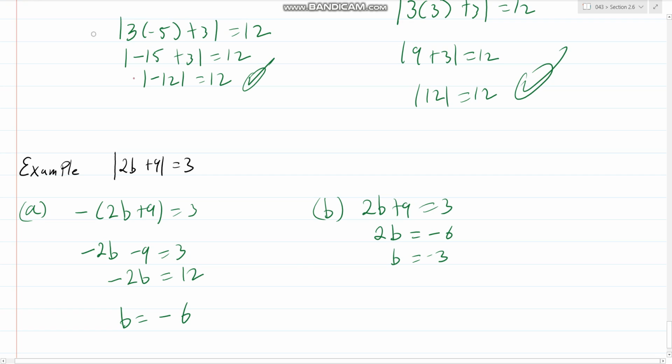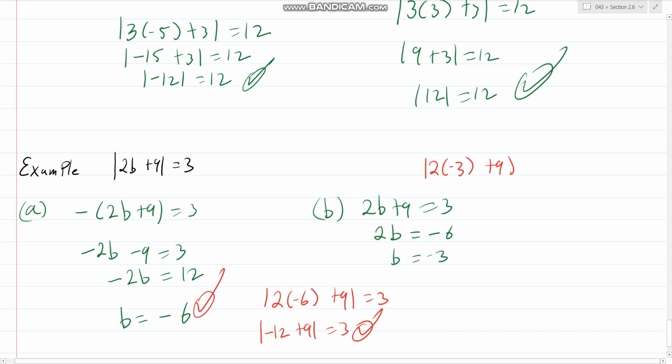So I guess I'll switch to red. When I plug those in, I'll get 2 times negative 6 plus 9 equals 3. And that is negative 12, so negative 12 plus 9 equals negative 3, and the absolute value is 3. Yeah, that does work. So this one checks out. Okay, what about this one? 2 times negative 3 plus 9 equals 3. And so that's going to be negative 6 plus 9 equals 3. Yeah, that does work out. So both of these worked out.